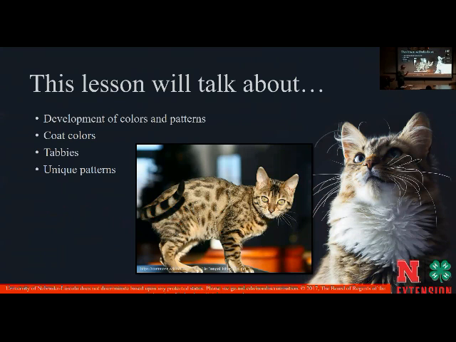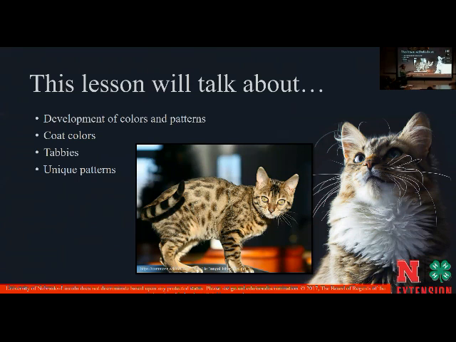Okay, so like I said, our topic for tonight is coat colors. We're going to talk about how coat colors and patterns are developed, and different coat colors. I'm going to give you examples of those so you can get a good idea of what color to say your cat is if you're not sure. We'll talk about different types of tabby patterns as well as some other unique cat patterns and how to identify what type of pattern a cat has.